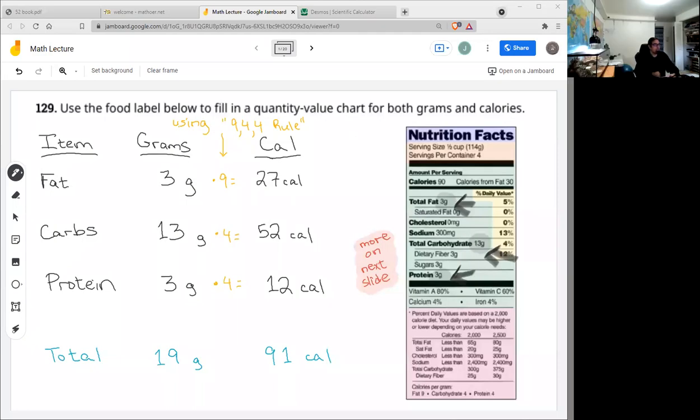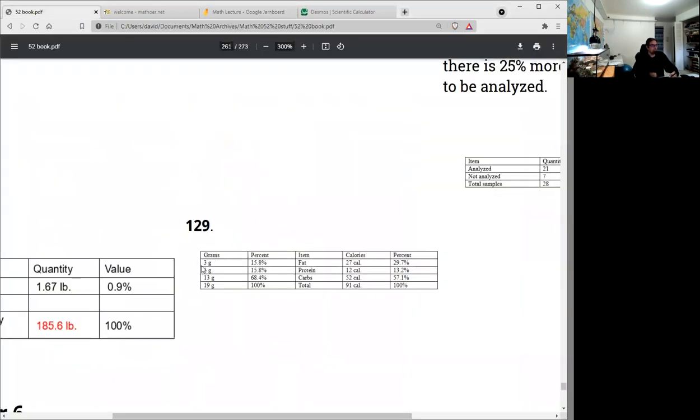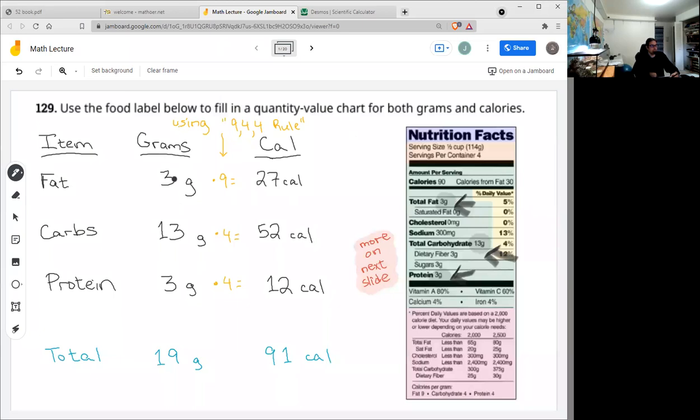Study session time, we're doing problem 129. It's a little awkward because in the back of the book, the print is so tiny. Let's talk about how to do this.